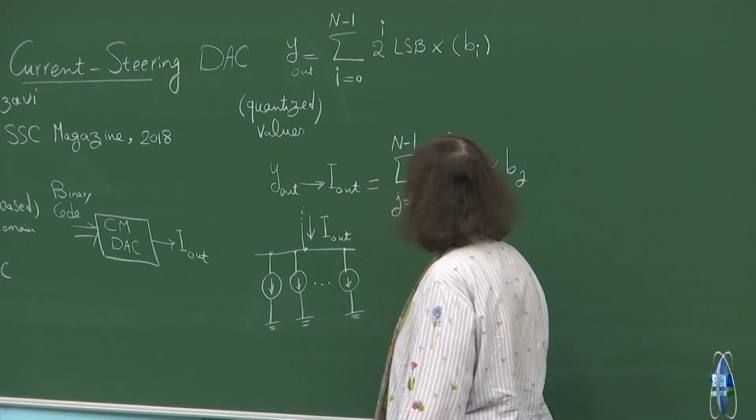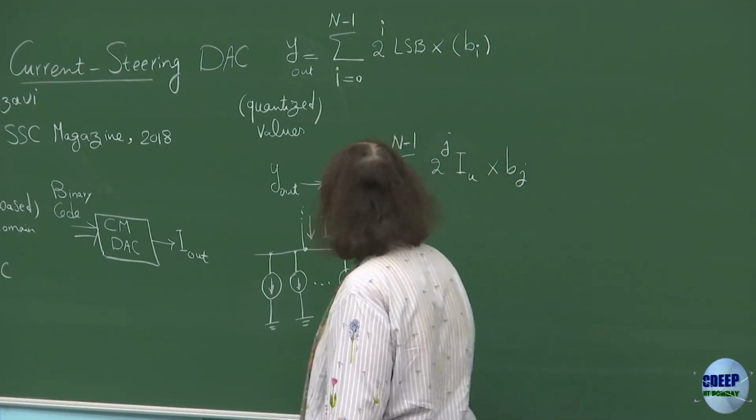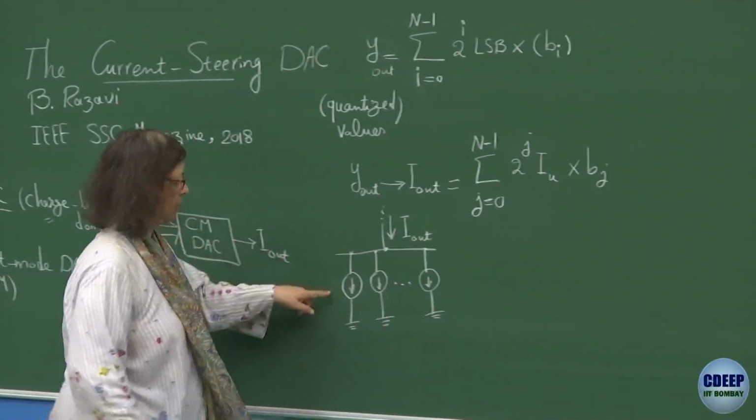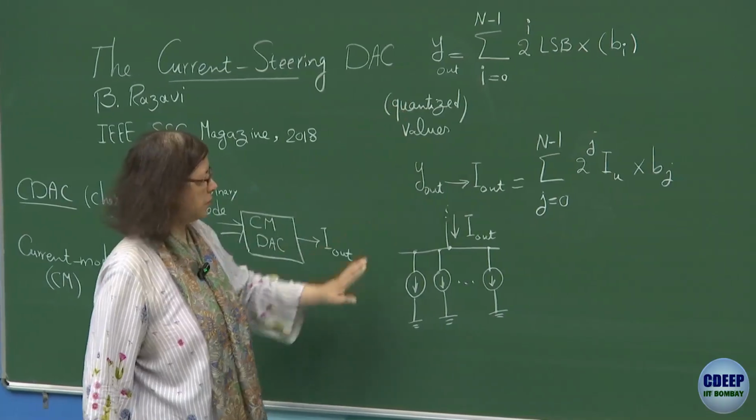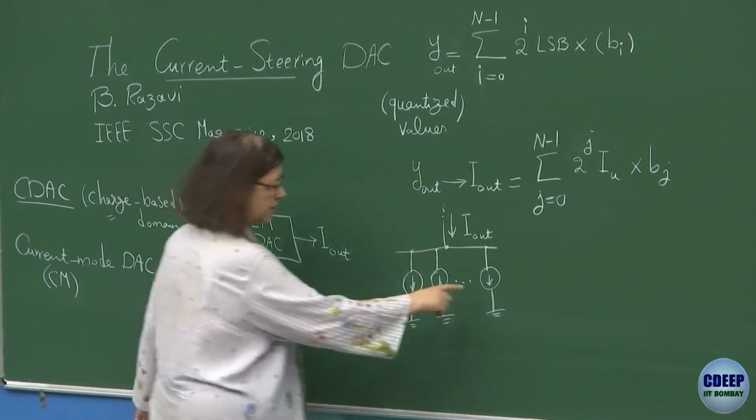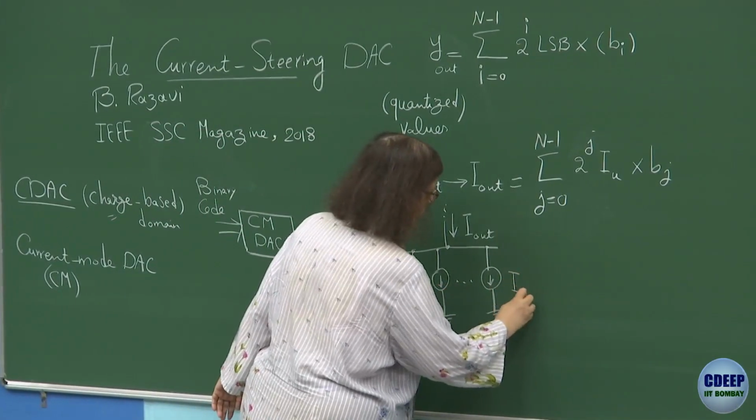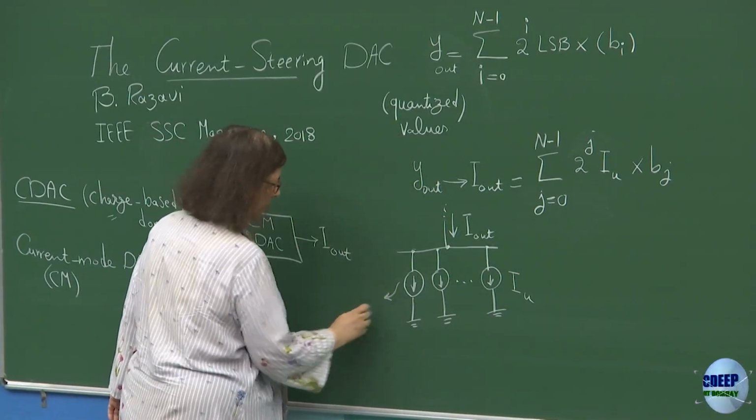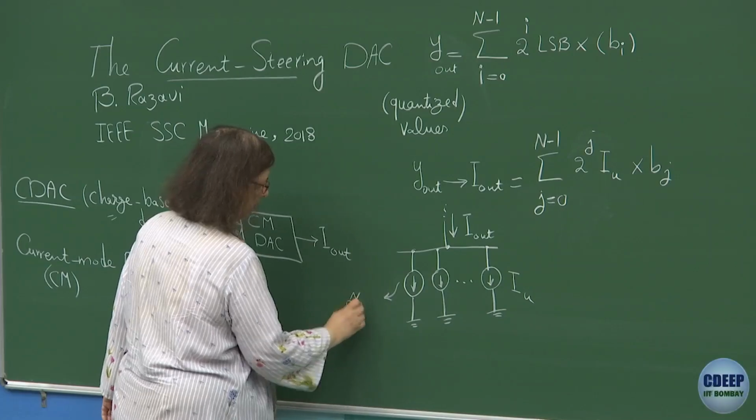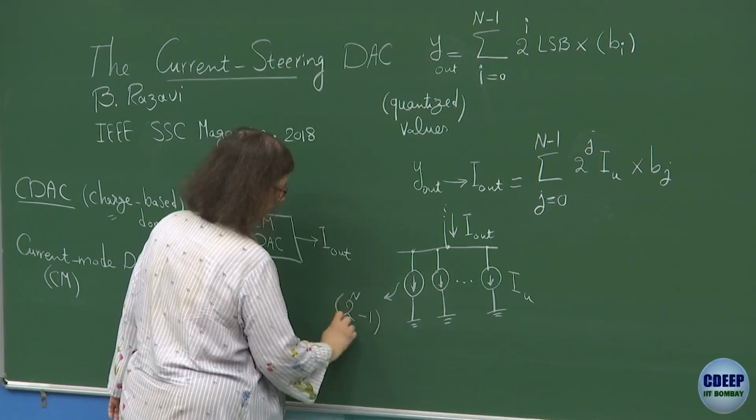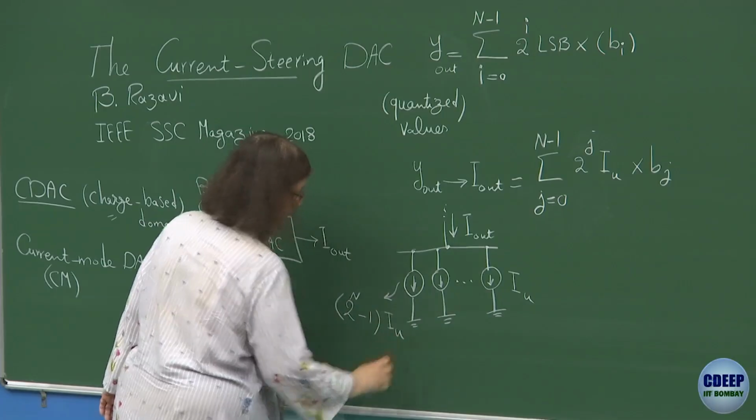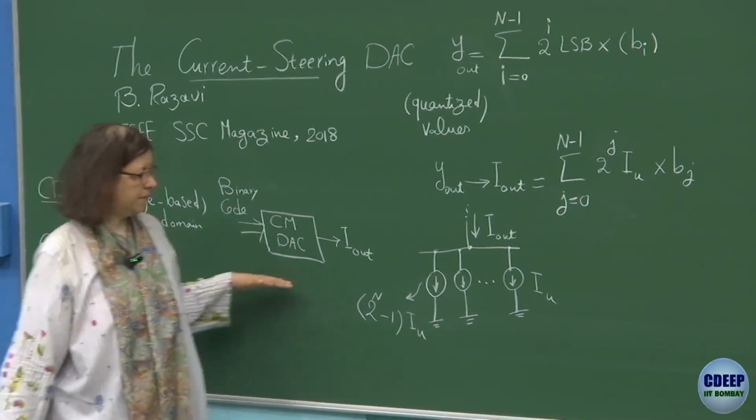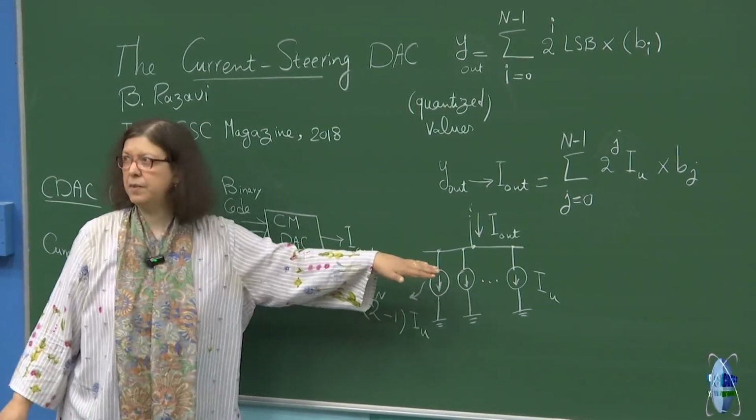And the weight of each current source in general is proportional to the position it has. For example, if this is LSB, then this will be I unit. And if this is MSB, then this will be 2 to the power n minus 1 times I unit. Because if I disconnect all of them, then current will be 0.